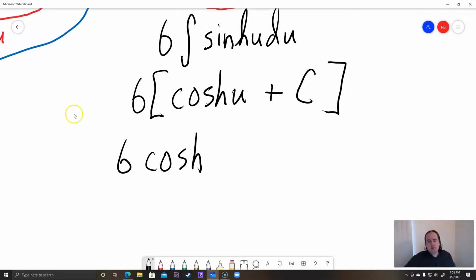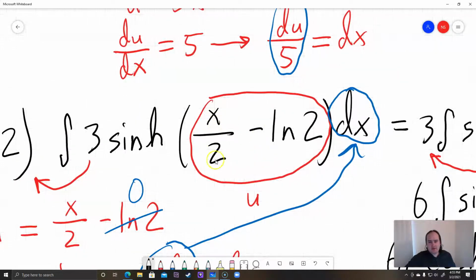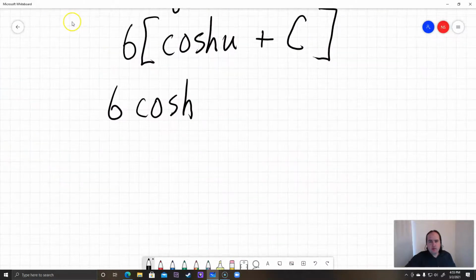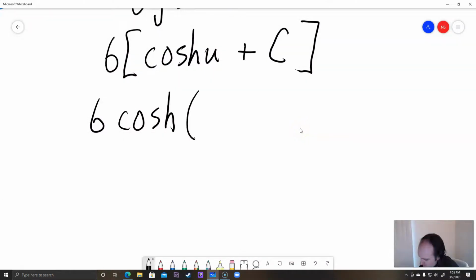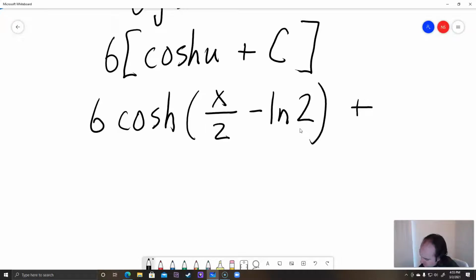But remember, u in this problem was actually x over 2 minus ln of 2. So we're going to have 6 times cosh of parentheses x over 2 minus ln of 2 plus c. Okay? So it's actually very similar to the last problem. It's just a little bit harder because it has fractions, and I thought some people might not know what to do with this negative ln of 2, but it's actually a constant, so that makes it a lot easier. Okay, so that's our answer.